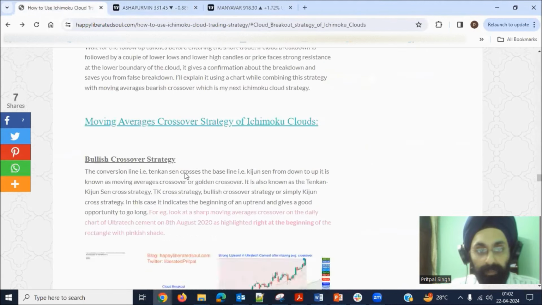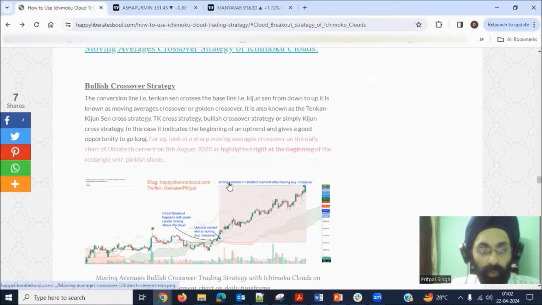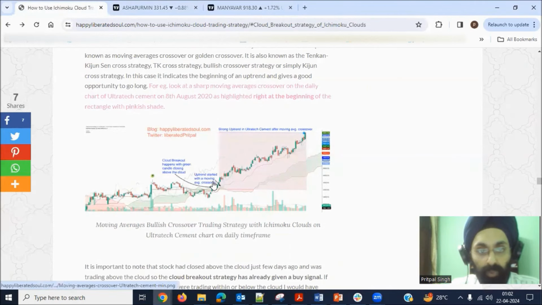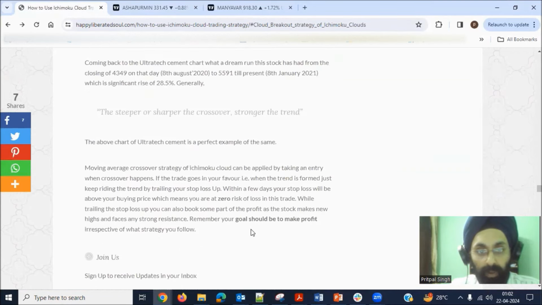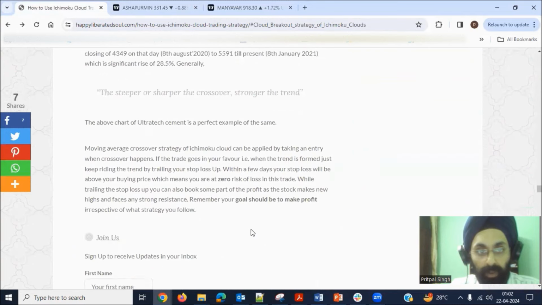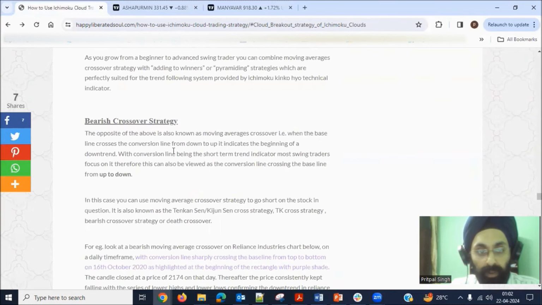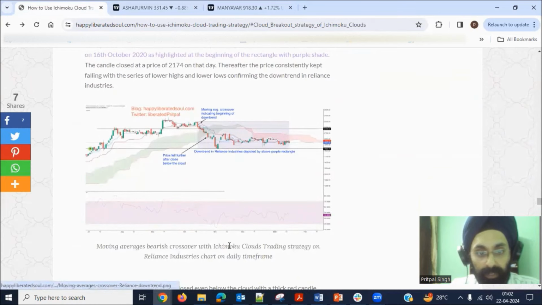So if you want to read these strategies in detail, you can go through my blog, and I have shown examples there. I have taken the UltraTech Cement example for showing the bullish crossover, and for the bearish crossover I have taken the example of some other chart, which is Reliance Industries.